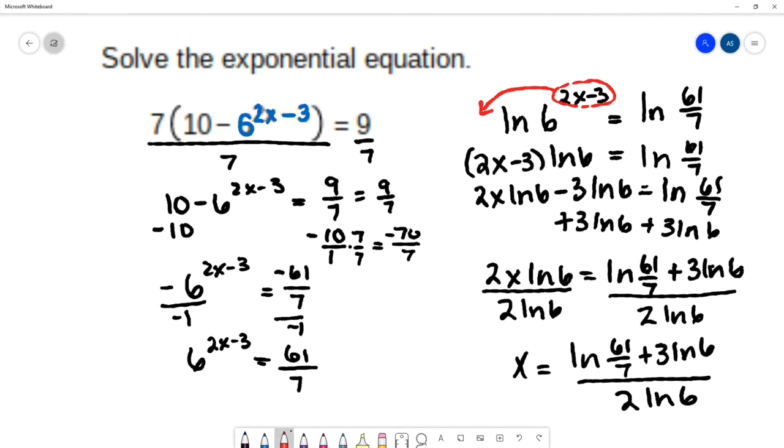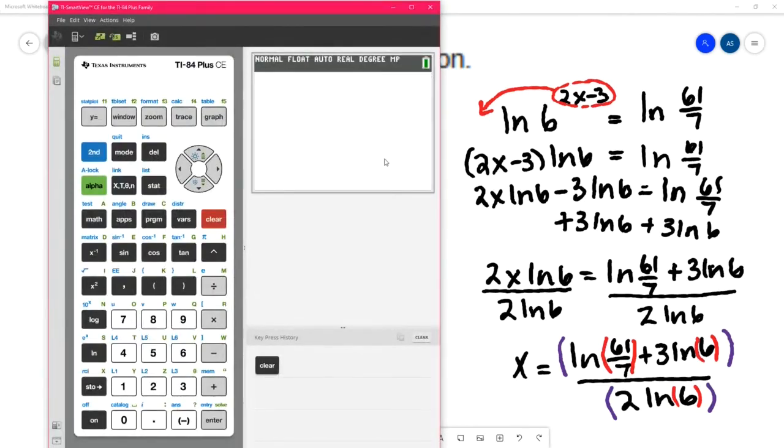So there are a lot of parentheses for grouping in here. So let me just tell you. You're going to have an open and a close for every single one of these logs. And you're going to have an open and a close for the numerator and an open and a close for the denominator, so that your calculator knows exactly what goes in each log and what goes in the numerator and what goes in the denominator. So let's type this in.